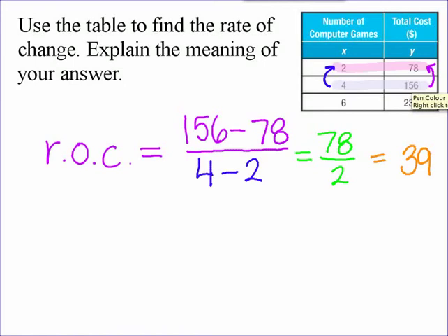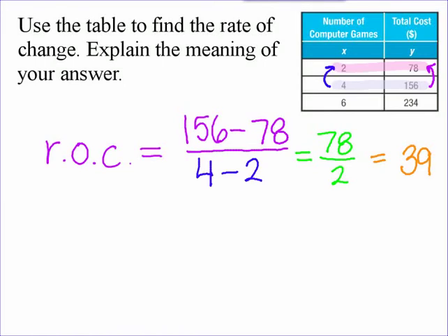Yeah, go ahead. 1x, like the 1x equals. Okay, so just in words, what does it mean? We got $39 per video game. $39 per video game, per computer game. So each computer game costs $39. That's what that represents. Okay?